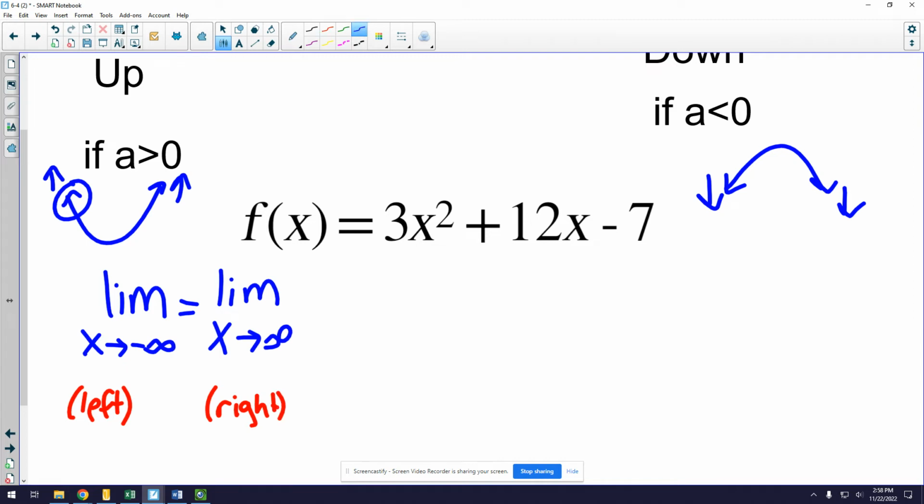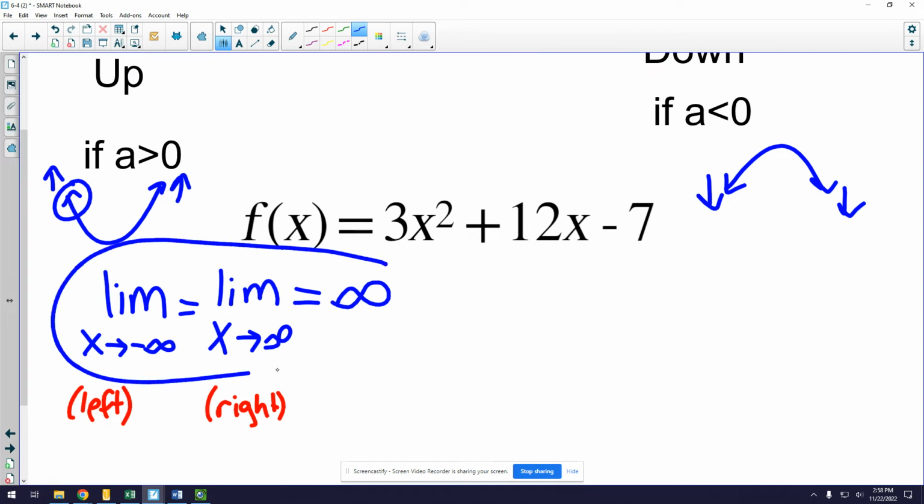In both cases, if you are opening up, then as you go left and as you go right, you are headed towards positive infinity. That whole thing is your end behavior if you are opening up, which is what this function is doing. But let's talk about what if you're opening down so you can see that example.